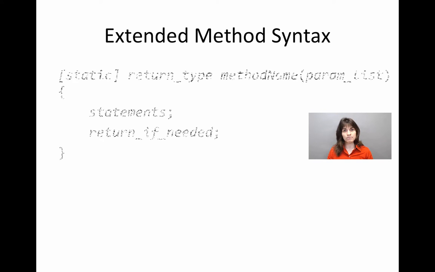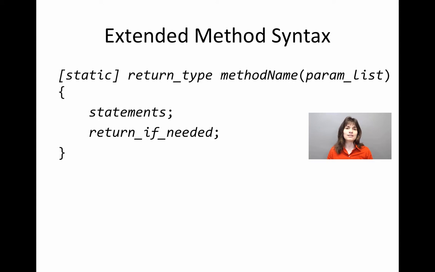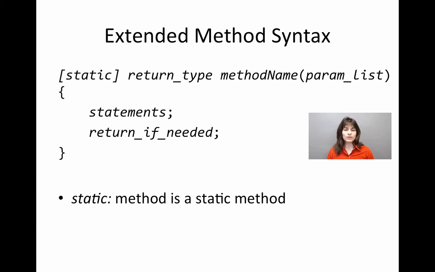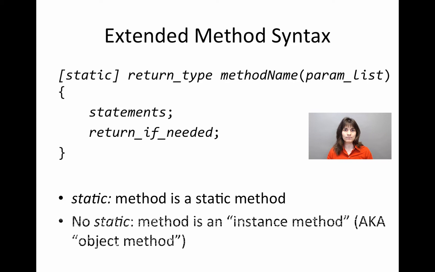We have seen the basic method syntax. Let's now enhance it with the static keyword. So the extended method syntax, all we have done is add an optional static keyword in the beginning of the header. It still has a return type, the method name, the list of parameters, and the body. If we do include the static keyword, then we make that method static, we make that method a class method. Otherwise, we have an instance method, or as it is called, an object method.